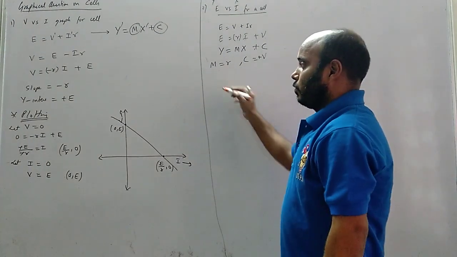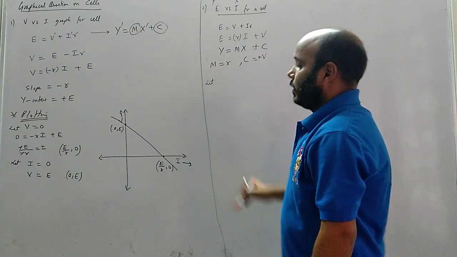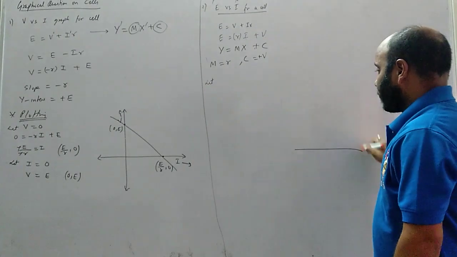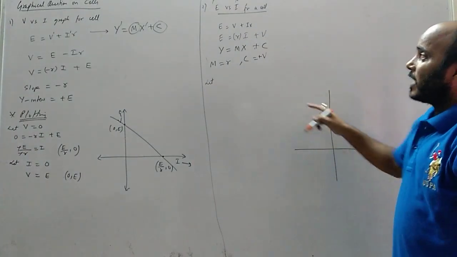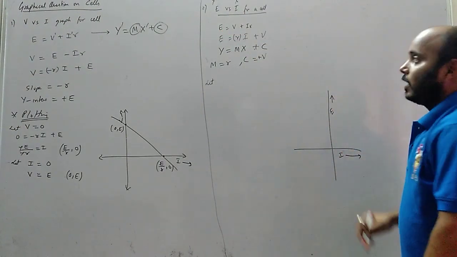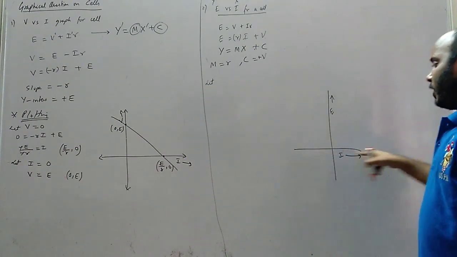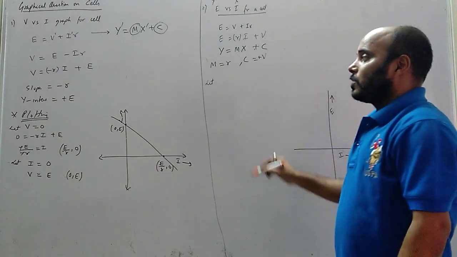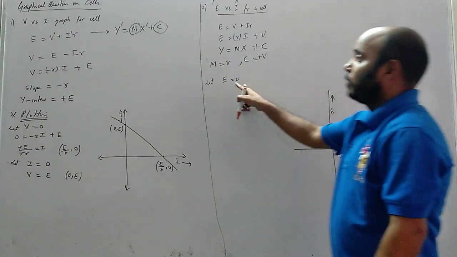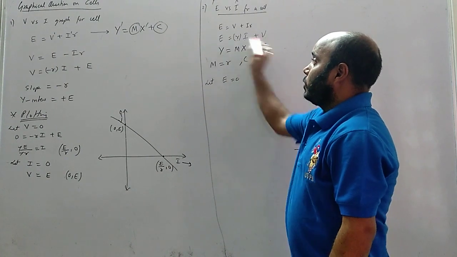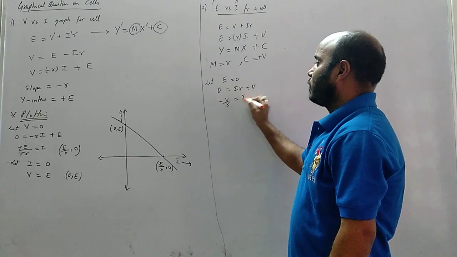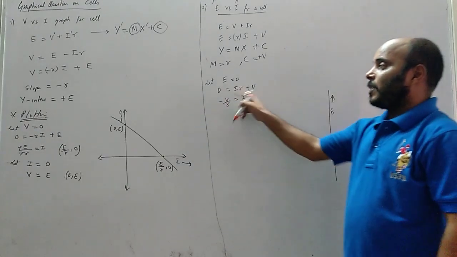Let's find one point on the x-axis. What is my x-axis? Y is E, x is I. I want any point on the x-axis. That means the y-coordinate will be 0. On the x-axis the y-coordinate is 0, so make E 0 in this equation. Then what will come? Plus V. So minus V by R equals I. Okay, I is minus V by R.